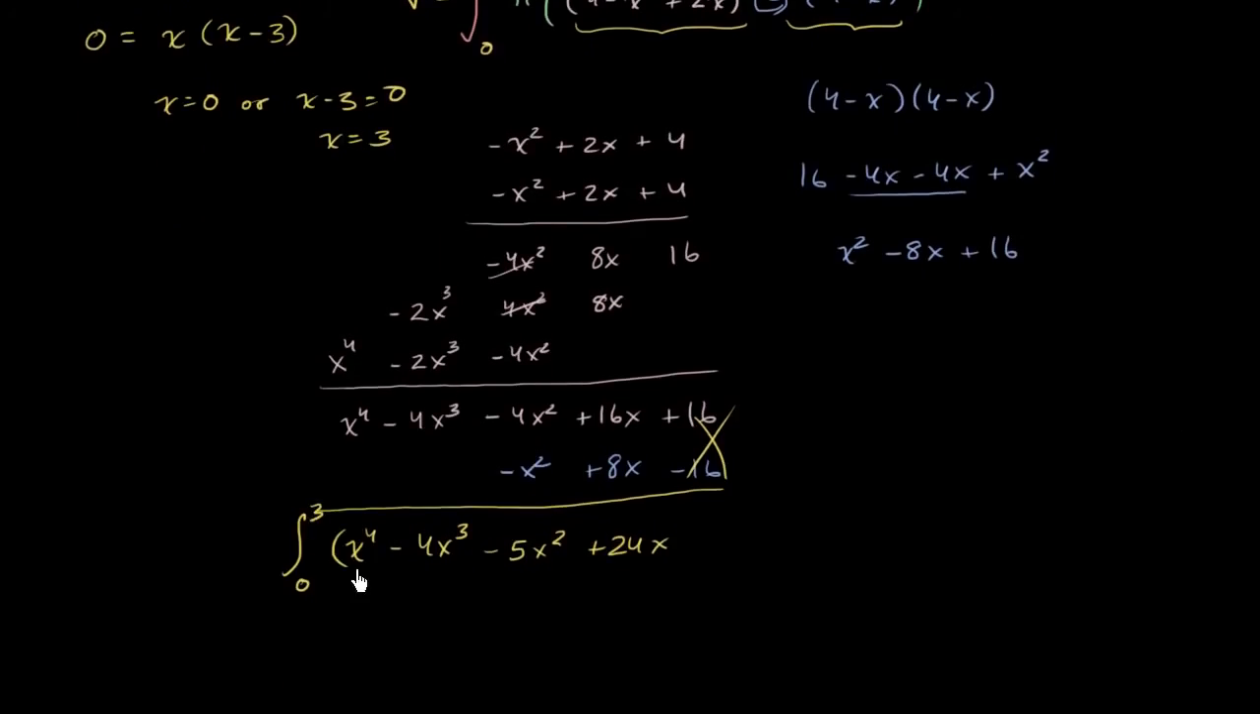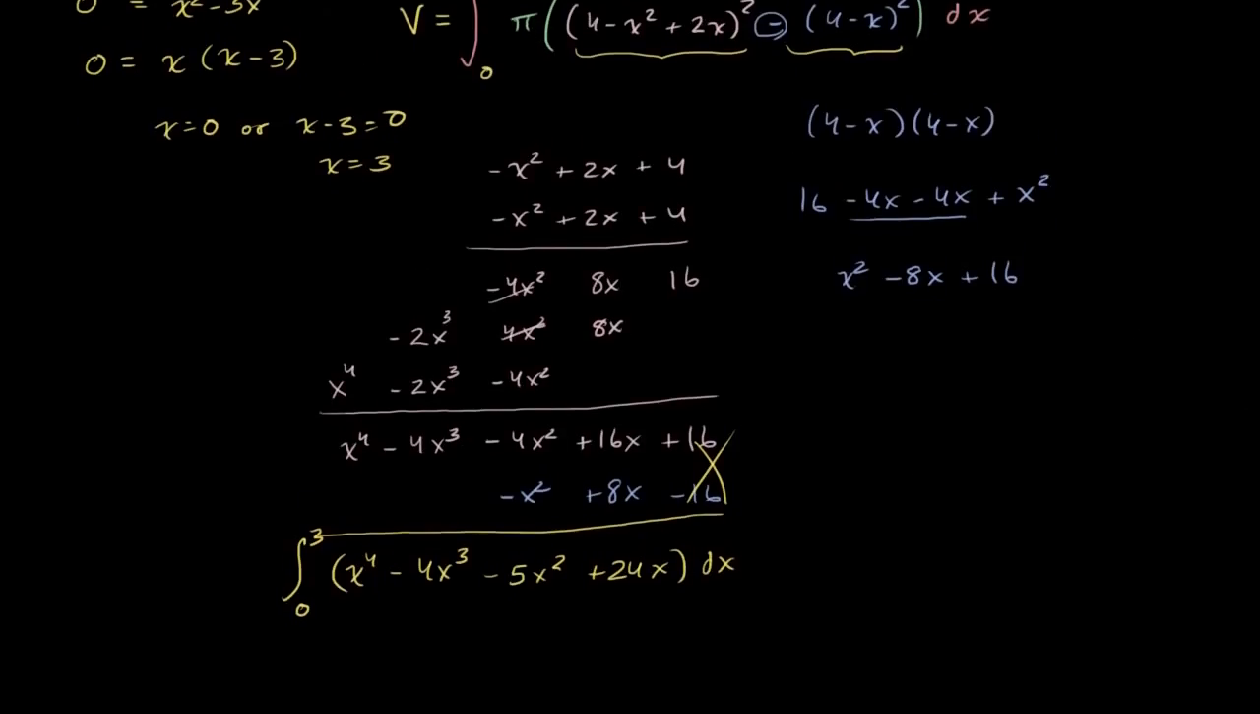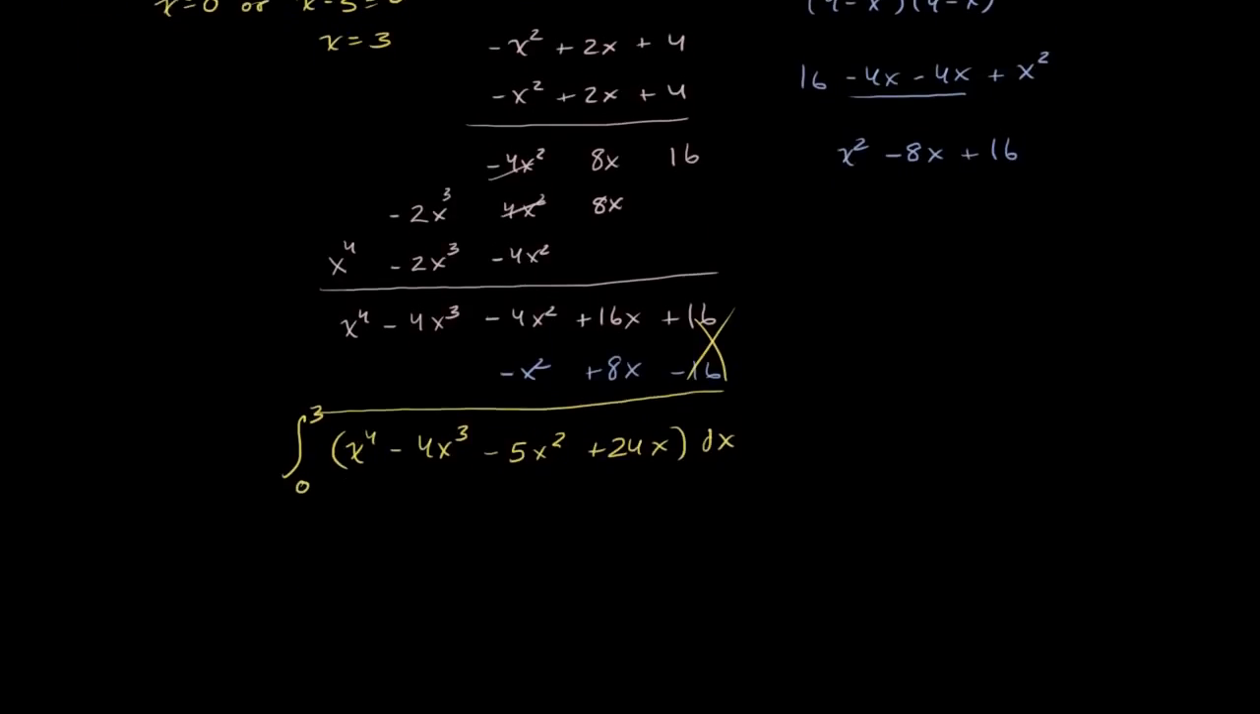From 0 to 3 of this dx. And then we had a pi out front here. So I'll just take that out of the integral. So times pi.